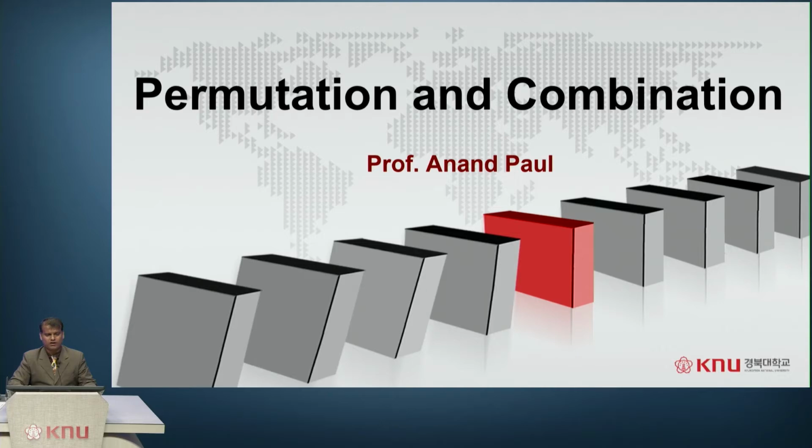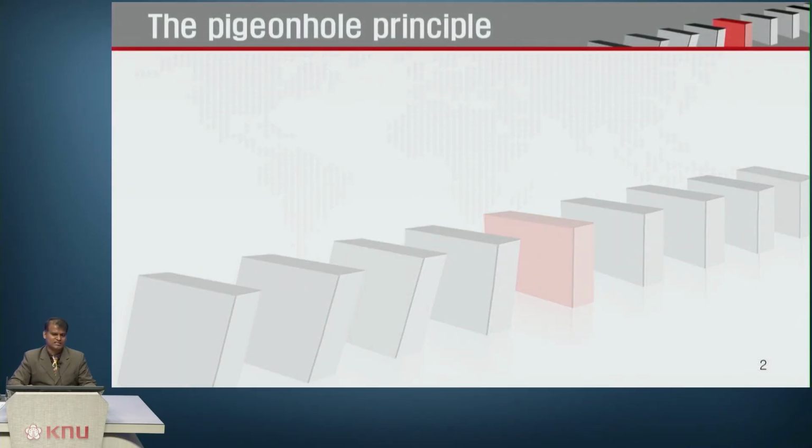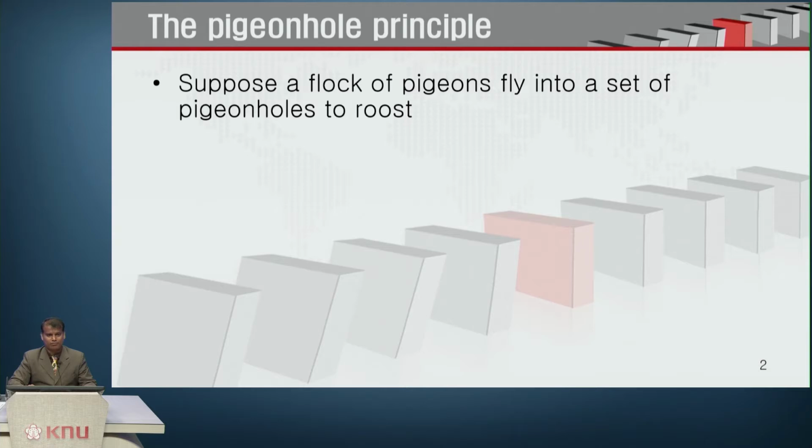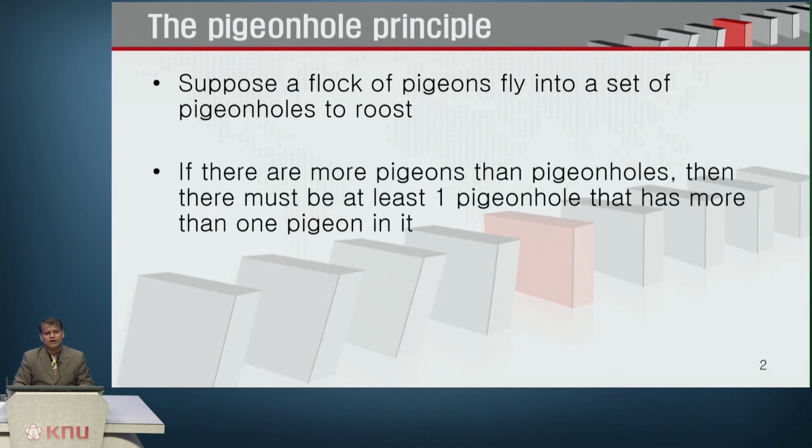Before we go on, let's talk about what is called the pigeonhole principle. It's one of the interesting principles that's there. For example, suppose a flock of pigeons flies into a set of pigeonholes to roost. If there are more pigeons than pigeonholes, then there must be at least one pigeonhole that has more than one pigeon in it.